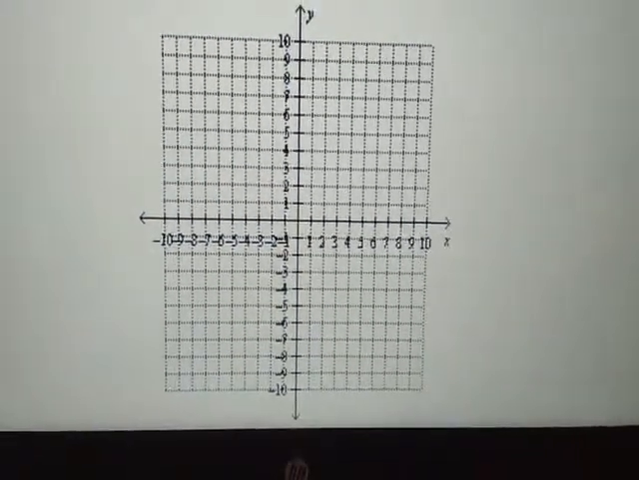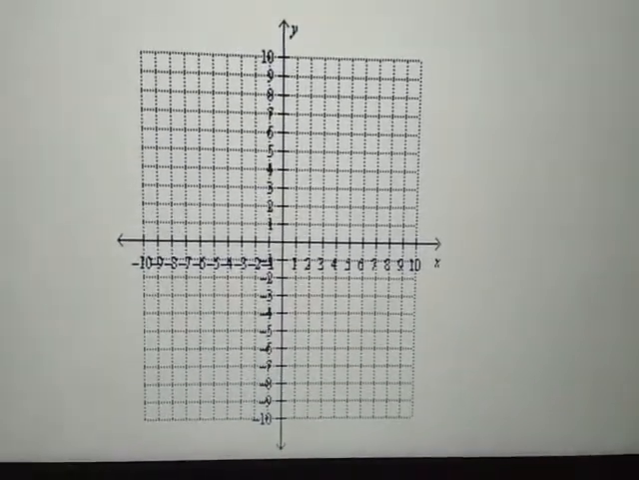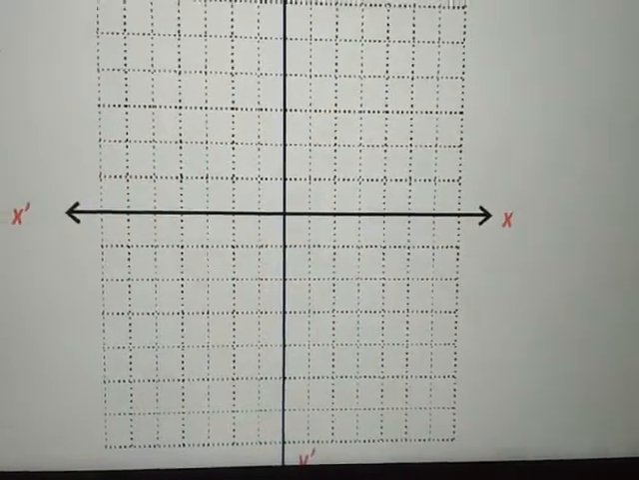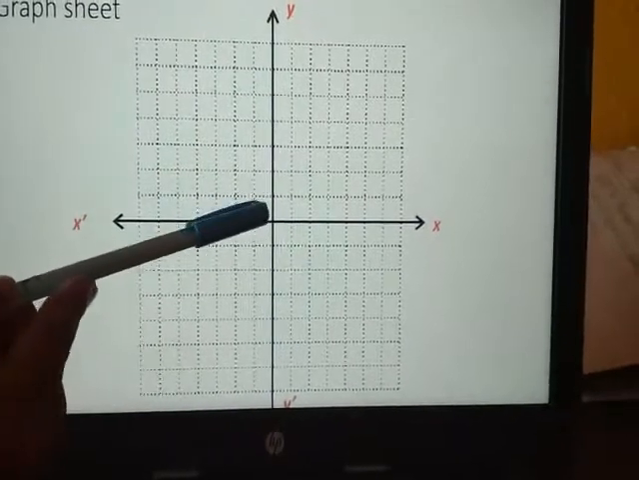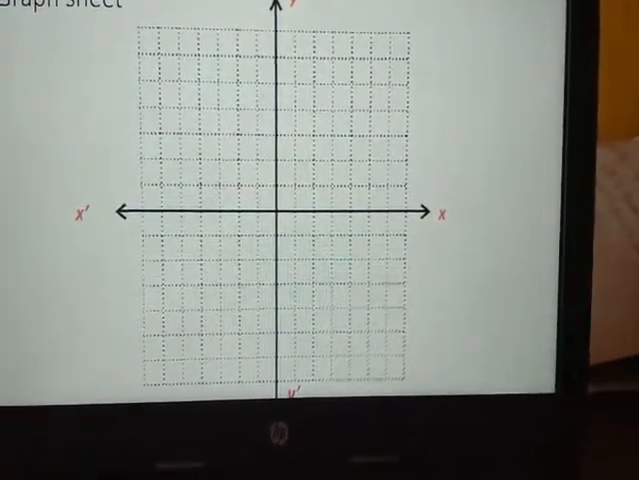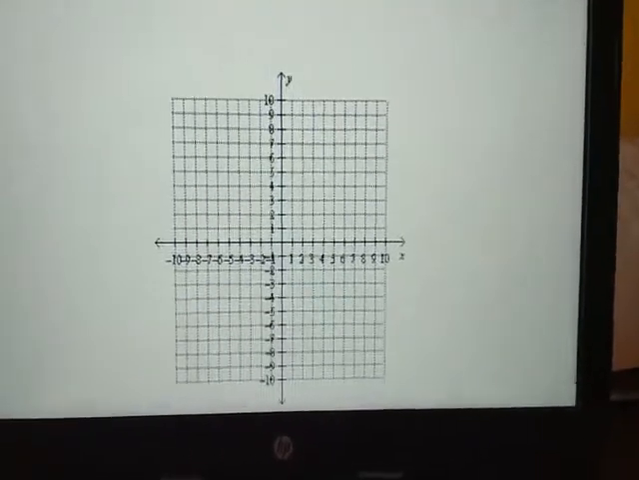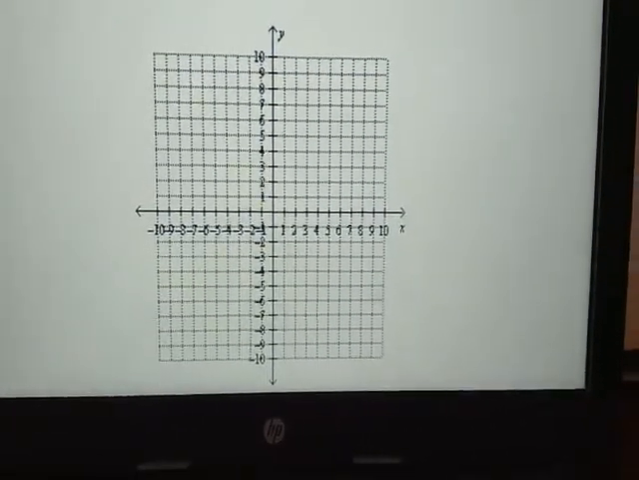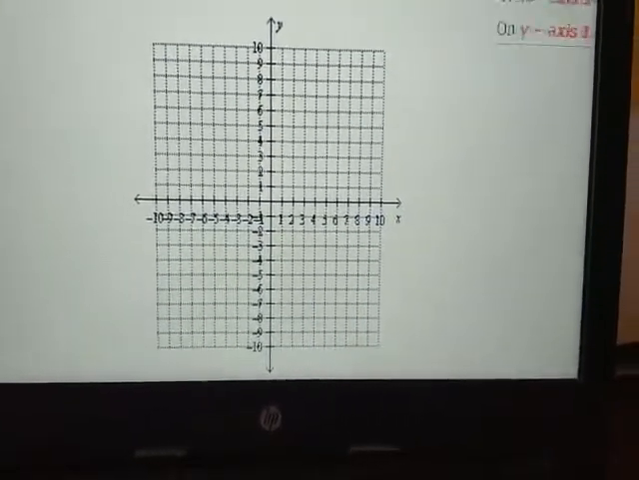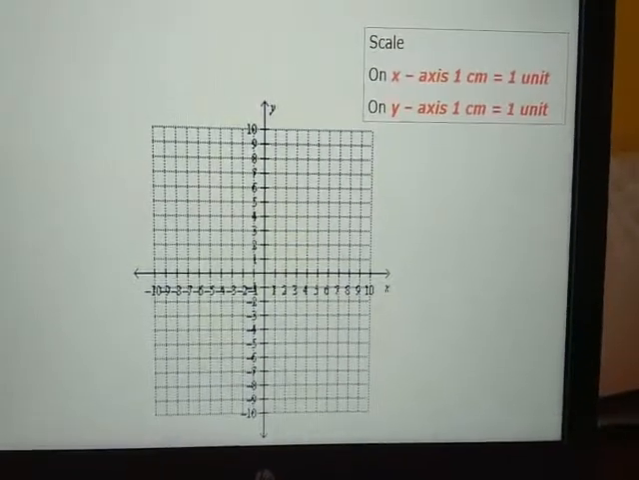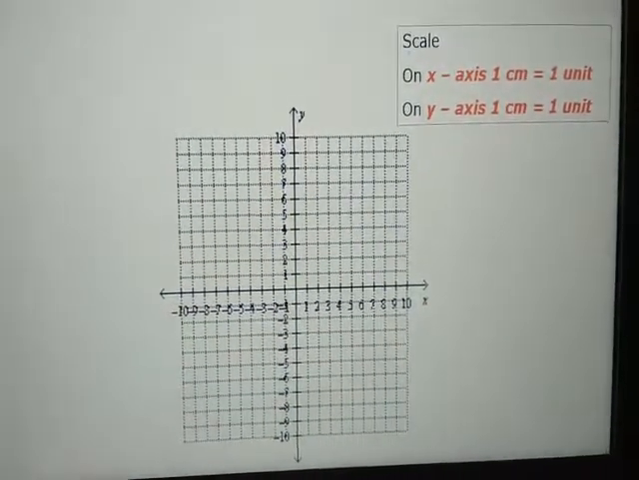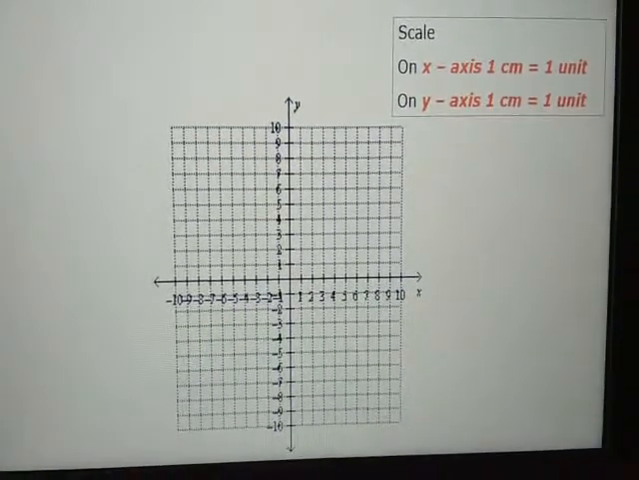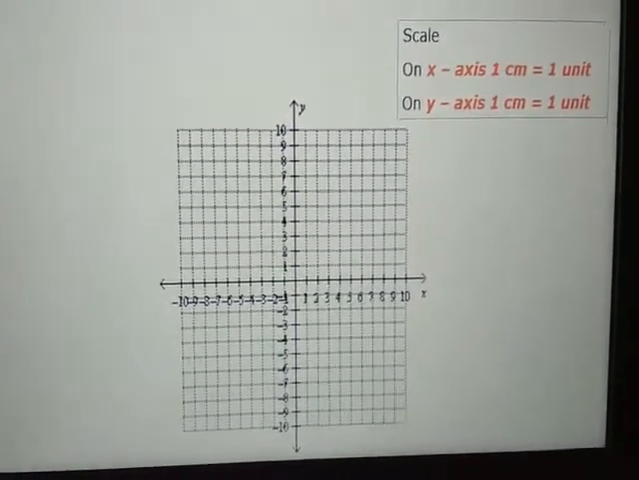And here the scale is the distance between the graph lines. Here we are seeing the graph sheet, no? The distance between one line and the next, generally we take as 1 centimeter. Here I have taken both as 1 centimeter only. The scale is written as on the x-axis 1 centimeter equals 1 unit, and also on the y-axis we have taken the scale as 1 centimeter equals 1 unit.